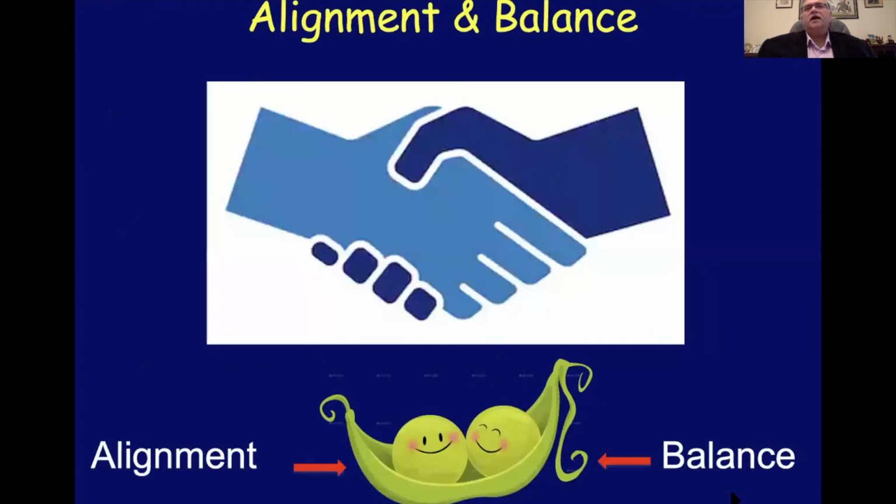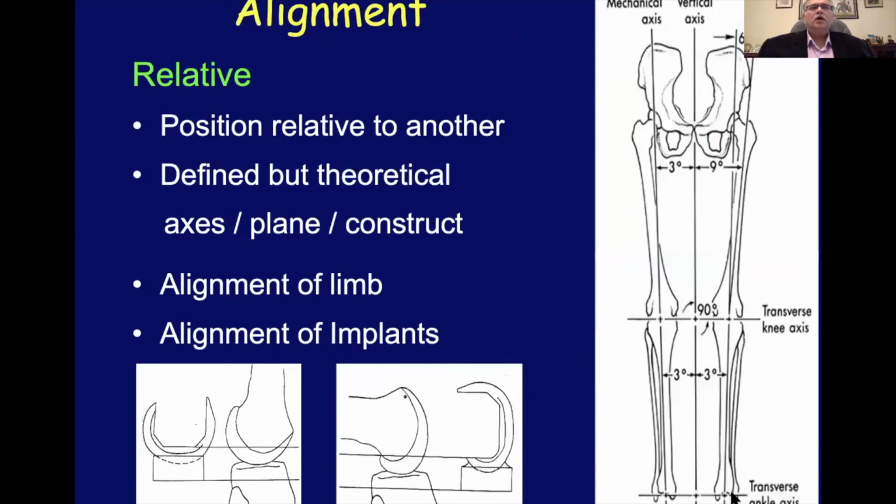Alignment and balance are two things that run together. They always work together. They are like two peas in a pod to get a good outcome of a knee replacement. So what is alignment? It's very much a relative term. It's the position relative to another. It is defined, but it's very theoretical, around theoretical axes, planes, and constructs, and it is also dependent on the alignment of the limb and the alignment of the implant.